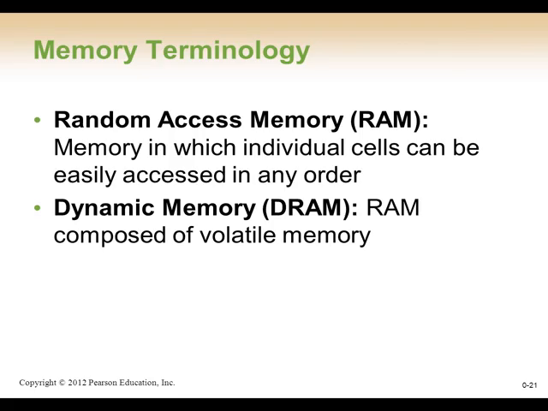Random access memory means just like that: I can go to a specific address and pick up whatever I need to. Dynamic memory is the volatile memory. That means when I turn off my computer, everything that I had in the memory is gone. Nothing stays in the memory.